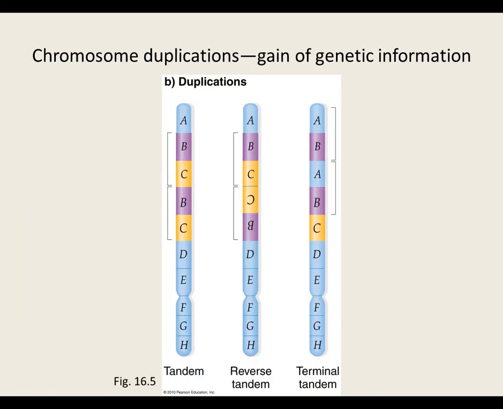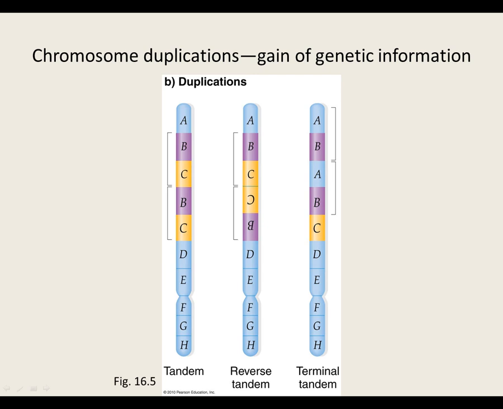Now, some mutations can actually cause the gain of genetic information. Here's an example. This is called a duplication. So instead of a region being deleted, now you're doubling up the amount of that area of the genome. Here's a chromosome on the left-hand side that has segments A through H again, that went through a duplication where segments B and C together were duplicated.